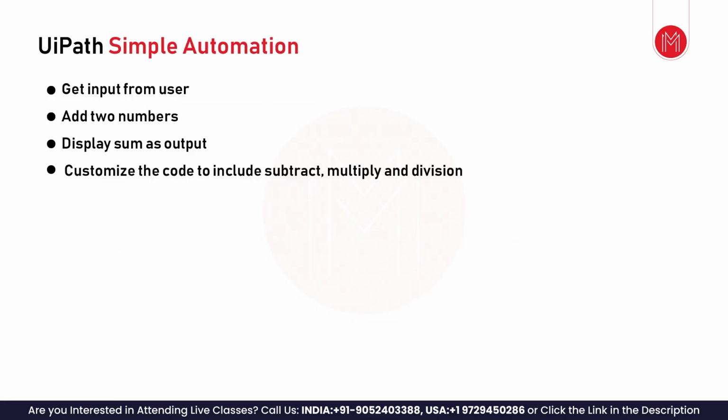So at the end, once we have seen all these courses, all this theory part, we'll do a simple automation. Since we have not learned anything about web automation or Excel automation, we'll not be able to go in depth. So I will just show you a simple example so that you will get an idea of what is what. We'll get an input from a user, then we'll add two numbers and display the sum. This is just a very simple automation. Then we'll customize the code to include subtract, multiply, and division.